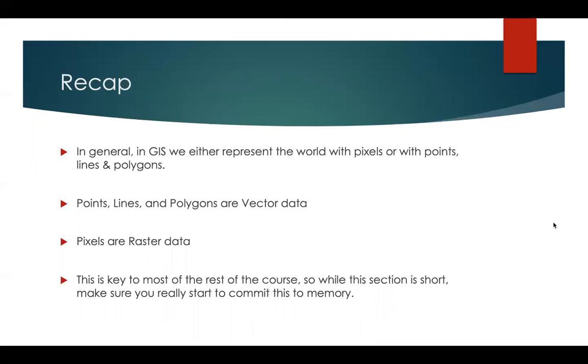I know this was quick, but I wanted to get you started on what we talk about when we're talking about GIS and how we represent data. In general, we either represent the world with pixels or with points, lines, and polygons. Points, lines, and polygons are vector data. Pixels are raster data. This is key to most of the rest of the course, so while this section is short, make sure you really start to commit this to memory.